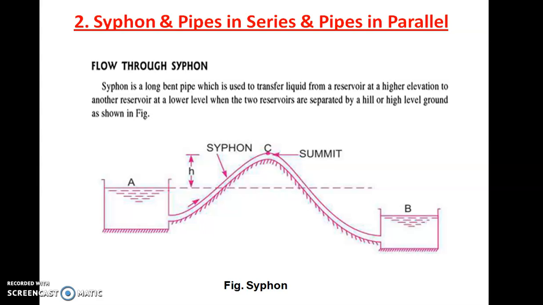Because points A and B are open to atmosphere, with the help of Bernoulli's equation you can find the velocity inside the pipe. Once you get the velocity, using that velocity you can again apply Bernoulli's equation between point A and C to find the pressure at point C. So that is the general aim, to find the vacuum pressure at point C, or the summit of the siphon. So let us see numerically in detail.